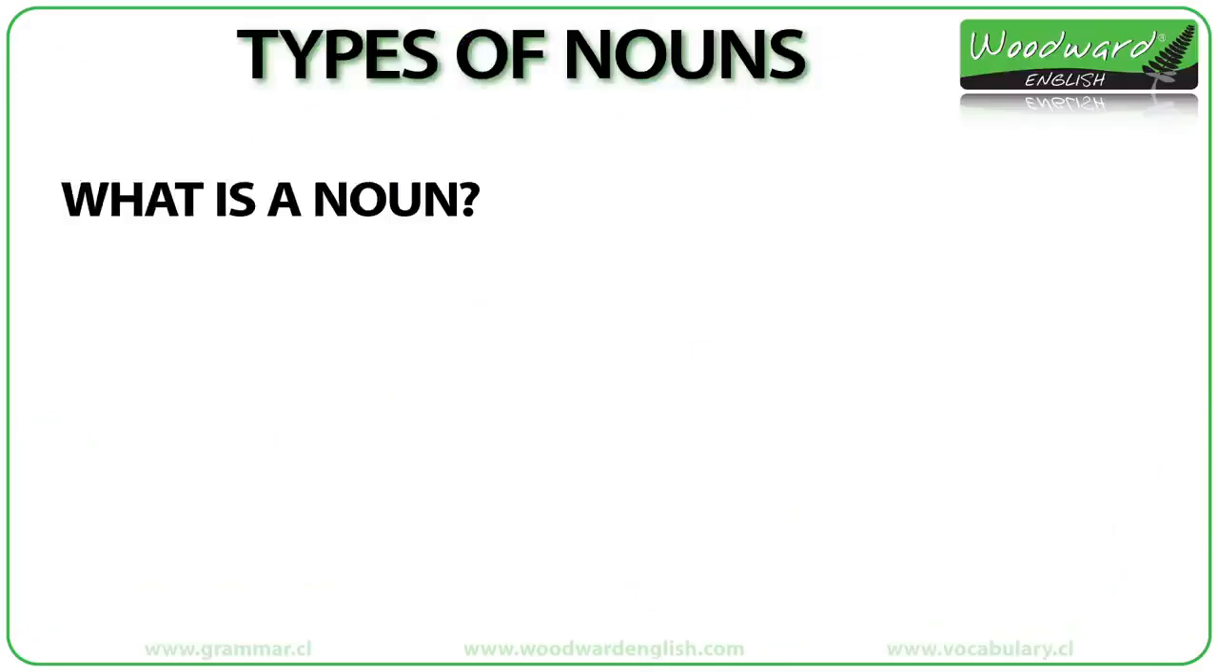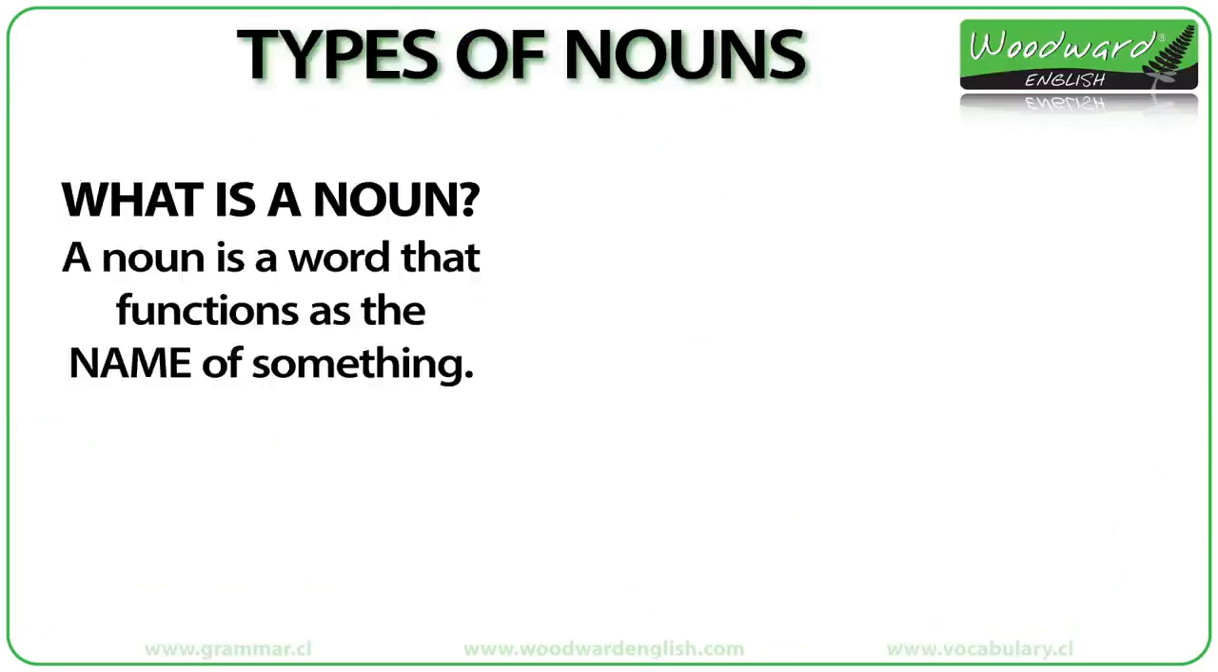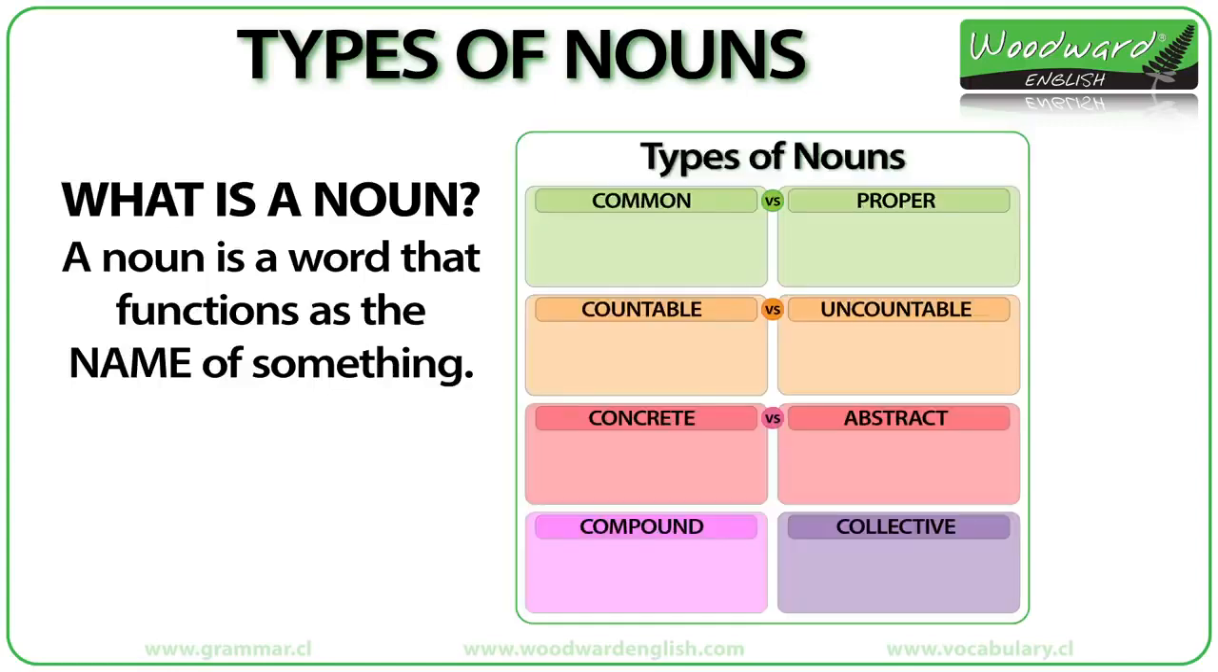What is a noun? A noun is a word that functions as the name of something. Nouns are the most common class of word in English. The 8 main types of nouns are common nouns, proper nouns, countable nouns, uncountable nouns, concrete nouns, abstract nouns, compound nouns, and collective nouns. Let's look at what each type of noun is with examples.